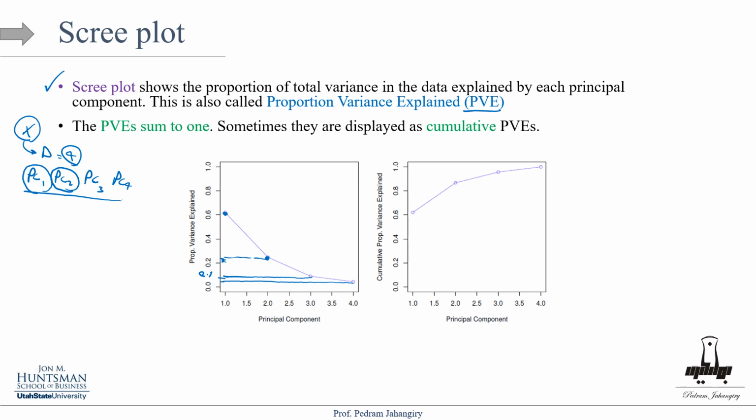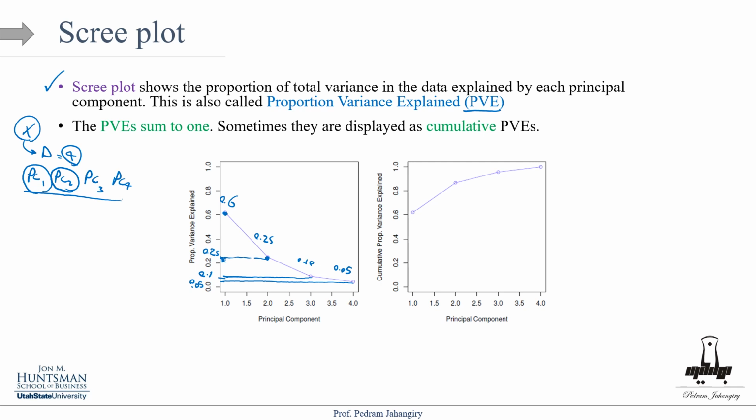This should add up to 1, so probably my numbers are not right. So this is going to be 25%. And now we can make sure that the last one is 5%. Let me write it above them: 60%, 25%, 10%, 5%. So this is PVE, and obviously I can report the cumulative version of that.